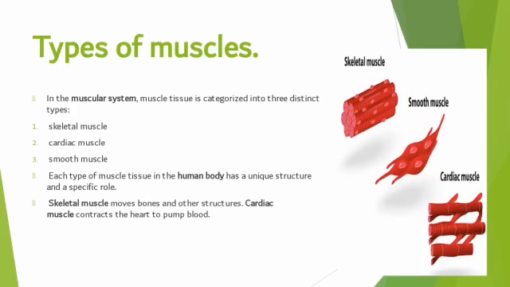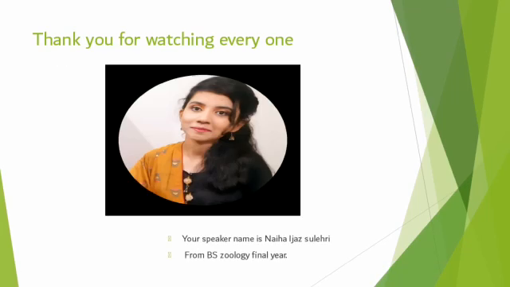Let's talk about types of muscle. In the muscular system, muscle tissue is categorized into three distinct types: skeletal muscle, cardiac muscle and smooth muscle. We can see these in pictures. Each type of muscle tissue in the human body has a unique structure and a specific role. Skeletal muscle moves bones and other structures. Cardiac muscle contracts the heart to pump the blood.